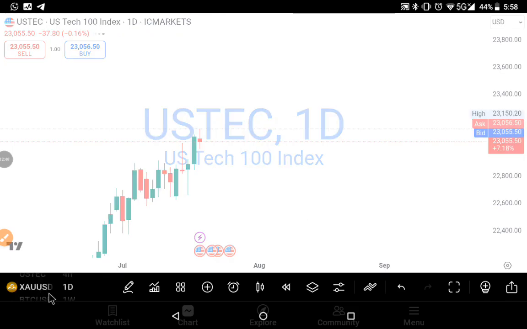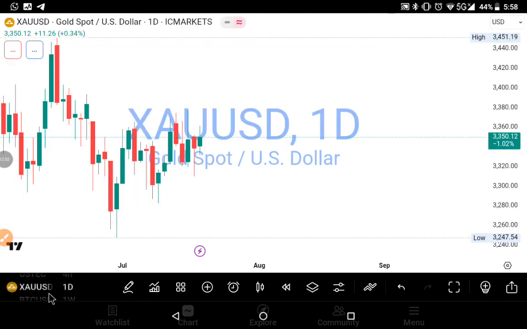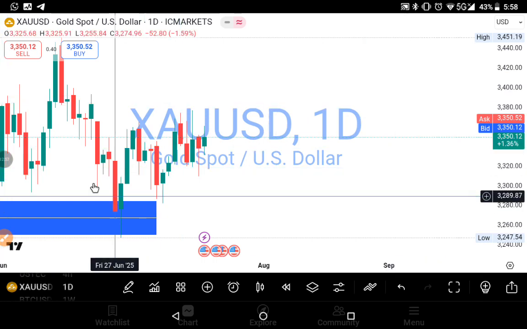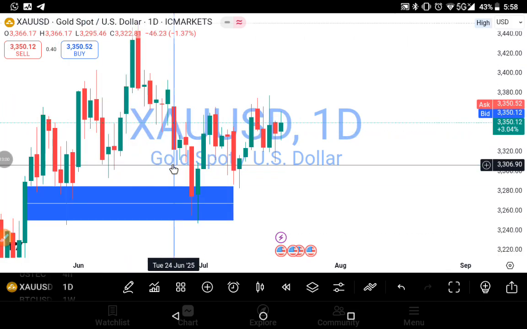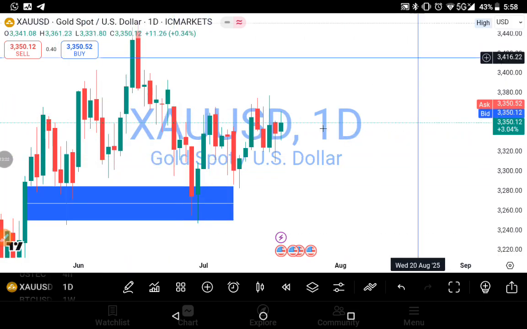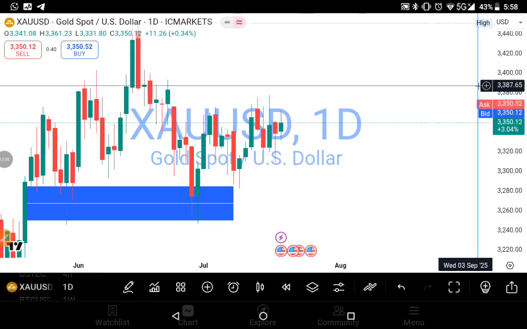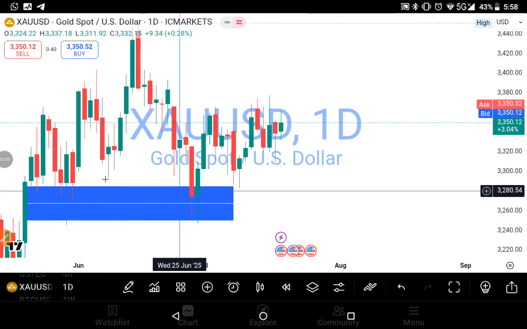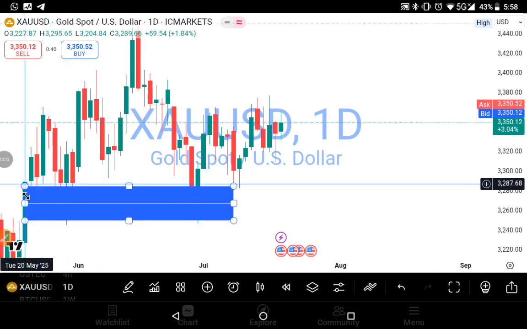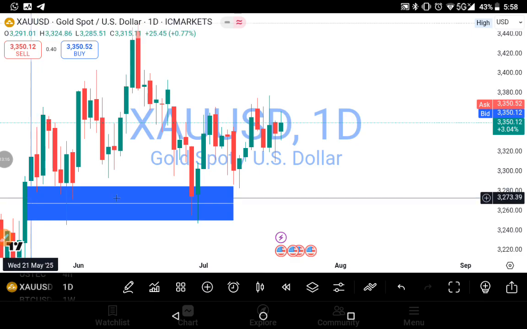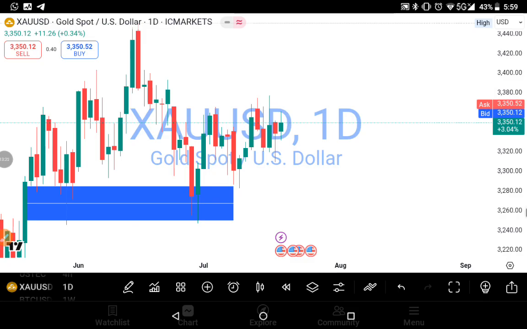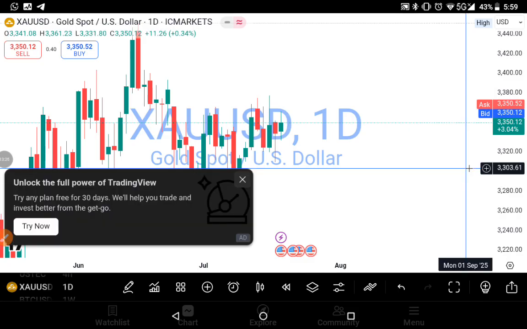So now to gold. Gold last week I was interested in 3,400. So the market price has just been wandering around this blue shaded area here. As long as the market stays above it, then I'll be interested in 3,400. So I'll be watching that same level the coming week, and trading towards that level as well.